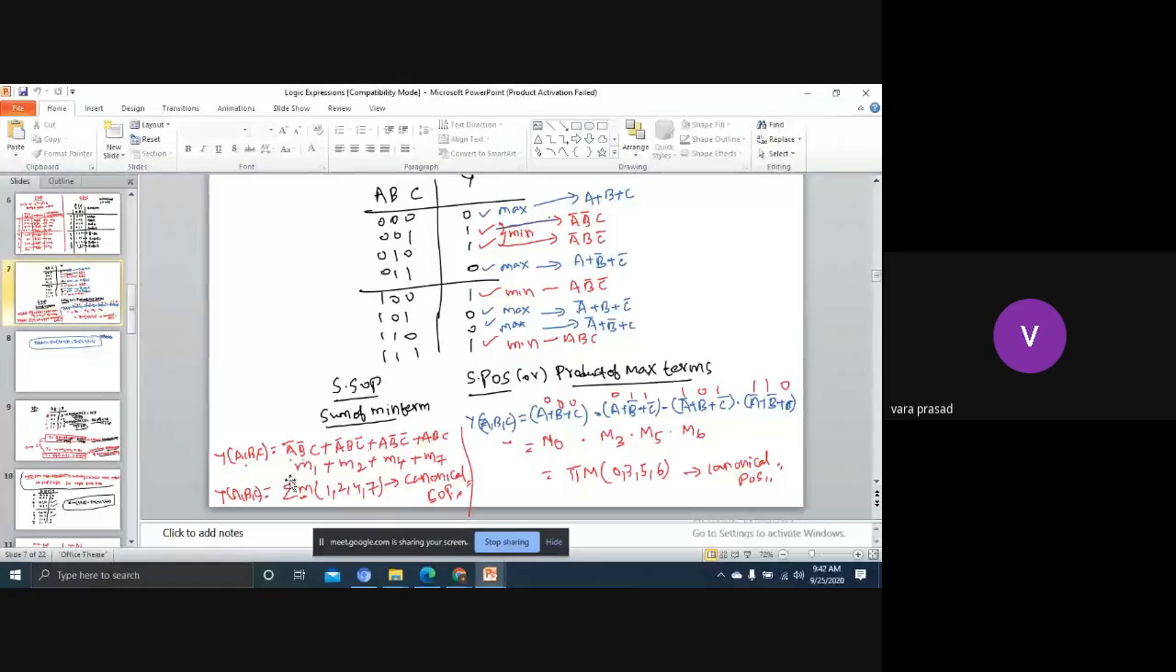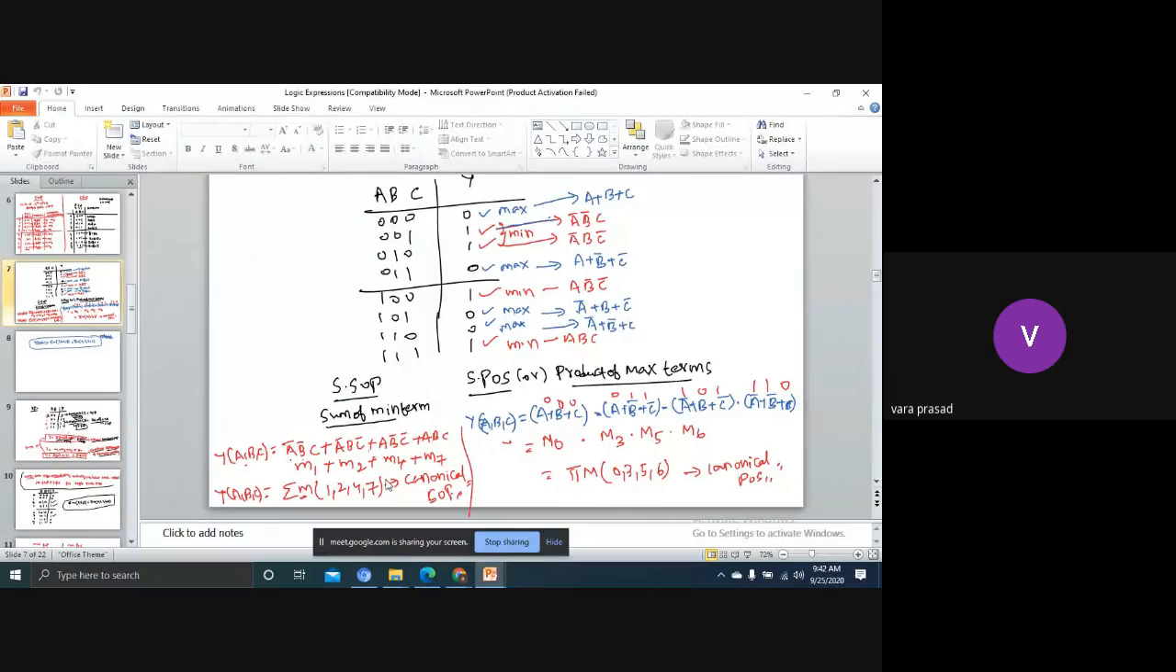From this, if I consider summation, summation is common because the sum is there, and M is common. Then I can write only the suffix. This suffix is called the decimal equivalence: 1, 2, 4, 7. Summation M of 1, 2, 4, 7 can be represented as a canonical SOP or standard SOP shorthand representation. In the same way, here I can represent it with Pi M of 0, 3, 5, 6.